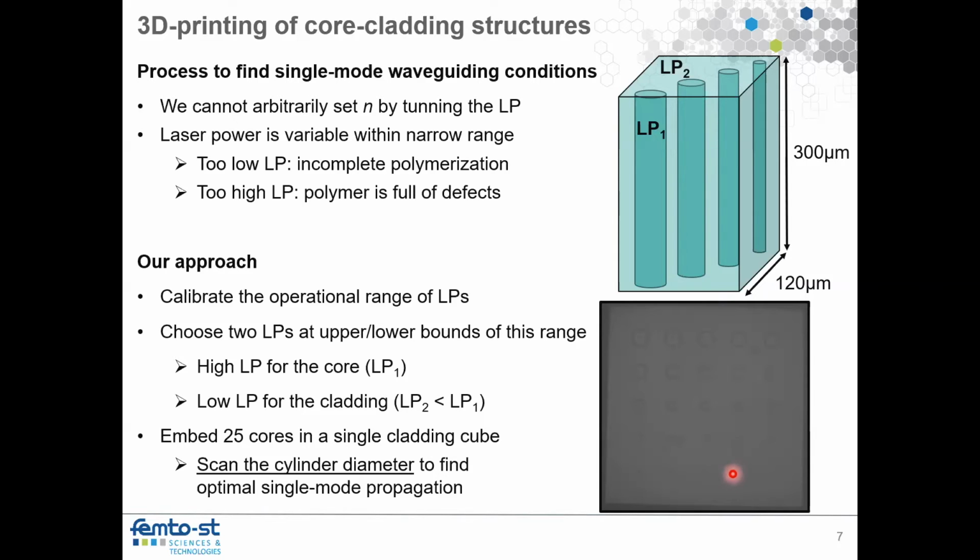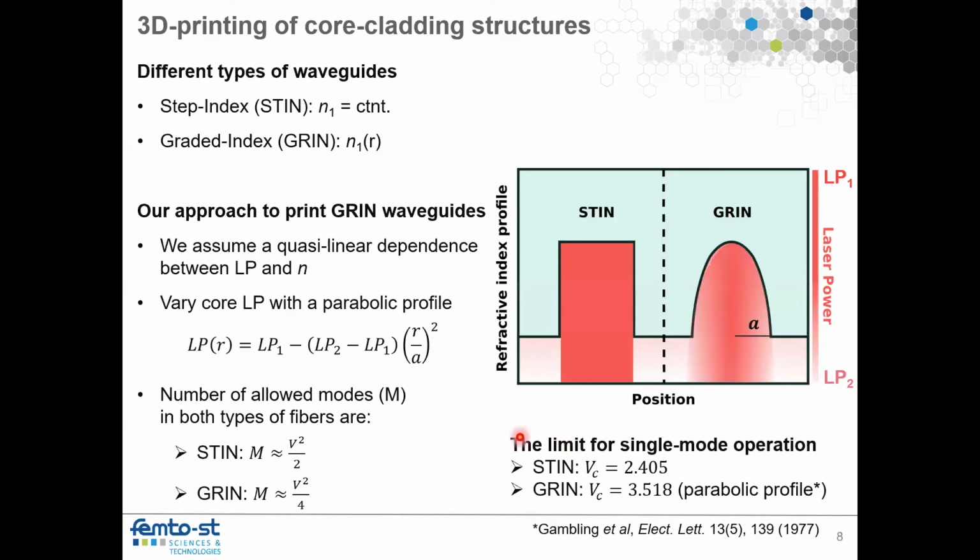You will see in the optical setup that we measure the output and the mode at the output. So we scan the cylinder diameter, and we also print two types of waveguide: not only a step index, where the refractive index in the core is constant, but also a graded index structure, where you have a radial dependence of the refractive index, which for us translates into a radial dependence of the laser power exposure.